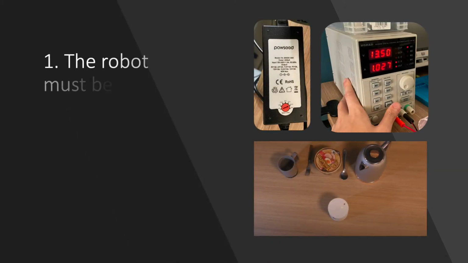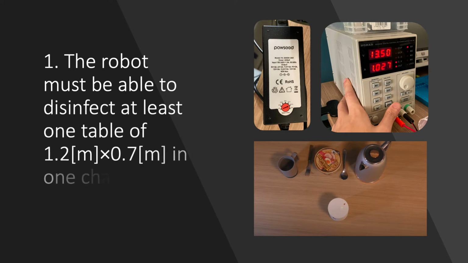First constraint, we have that the robot must be able to disinfect at least one table of 1.2 by 0.7 meters in one charge. Although exact measurements were not taken, the robot could run multiple times around the table with all sensors fully functional during testing. With that in mind, it is reasonable to assume that the robot will be able to disinfect the whole surface of a 1.2 by 0.7 meter table in one charge.